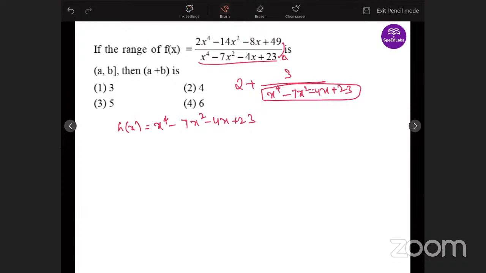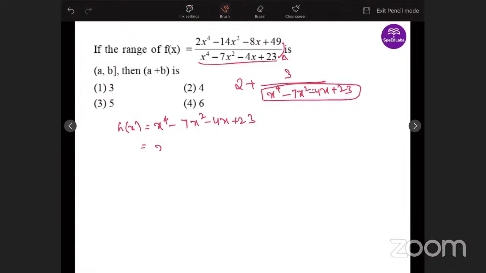Can you make it into two quadratics like this? Sir, but how will we make it into quadratics? Okay, let's do one thing.